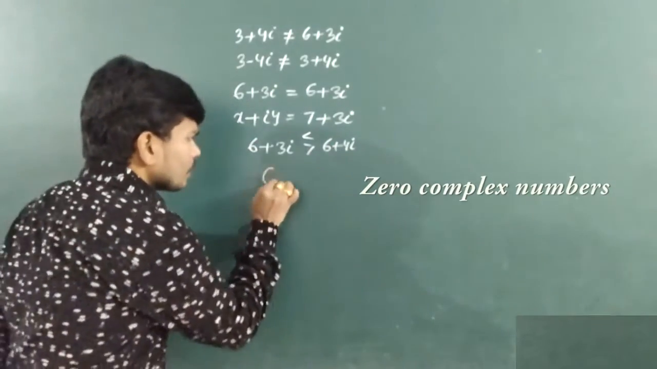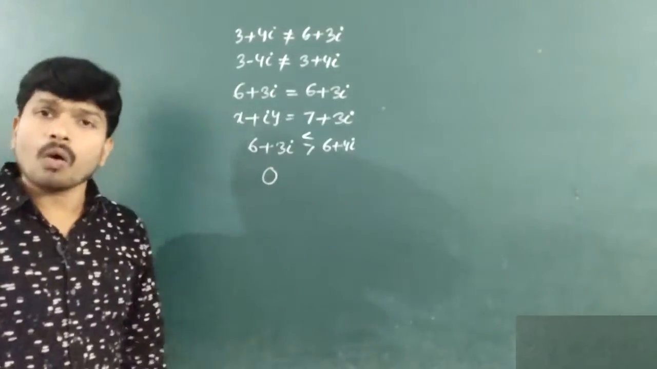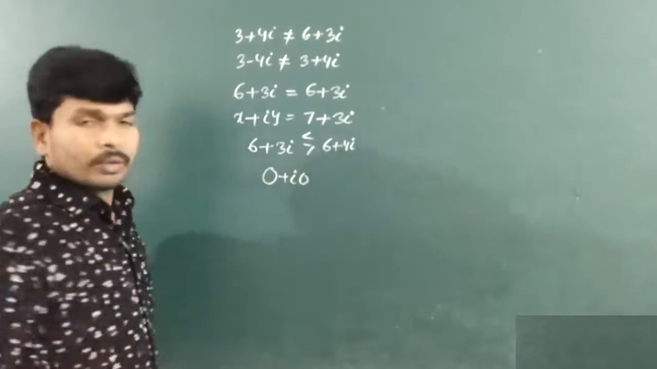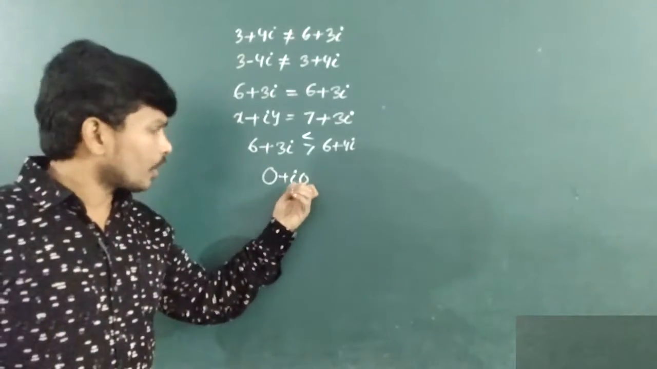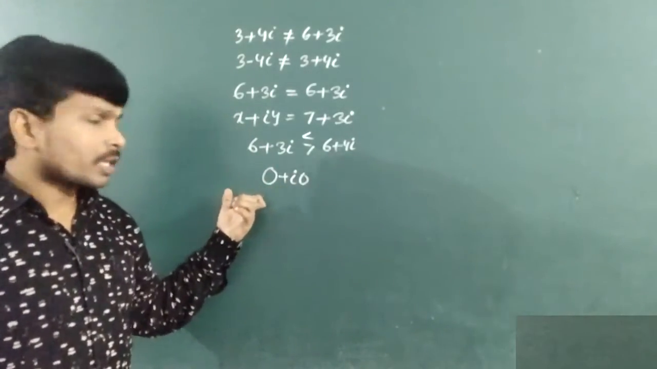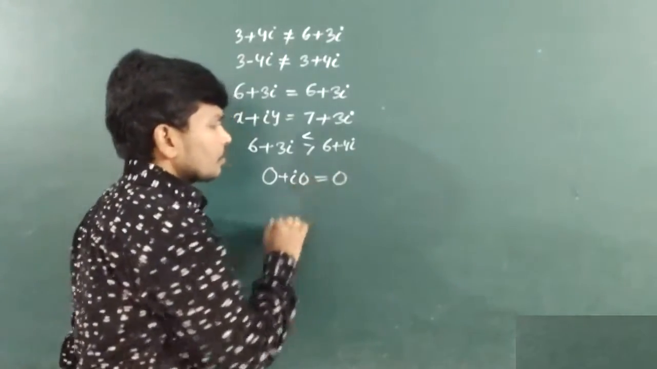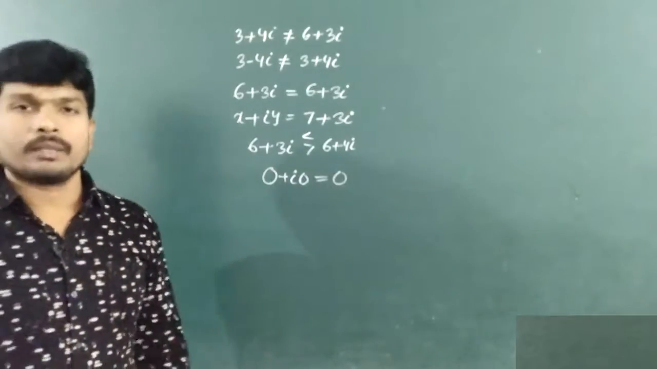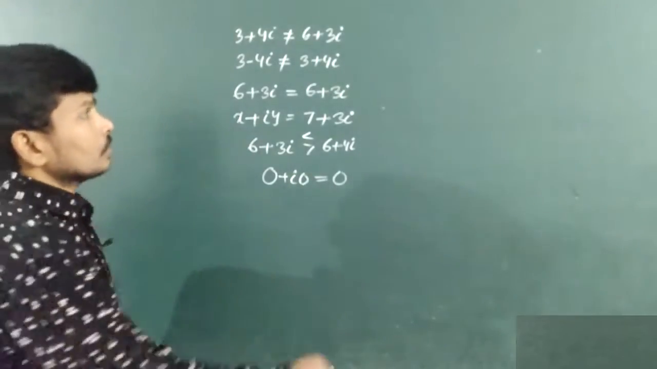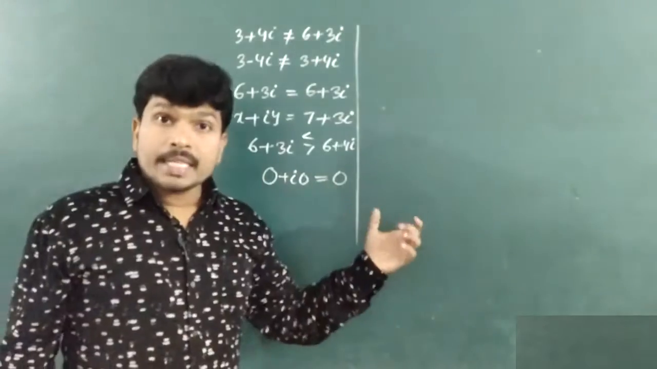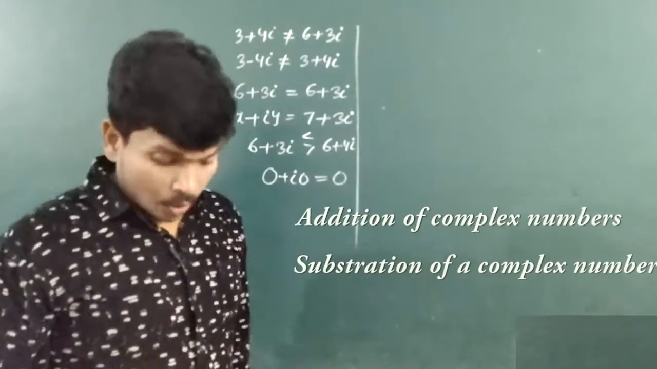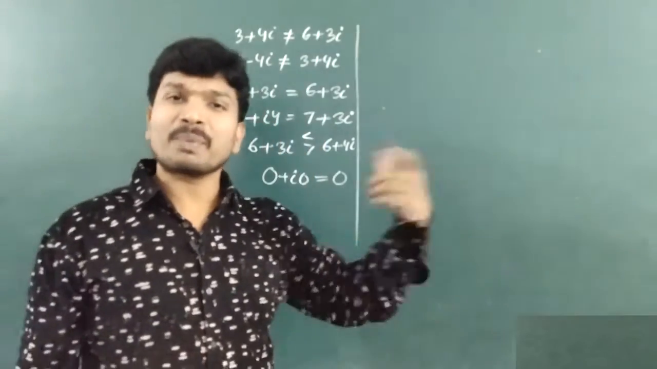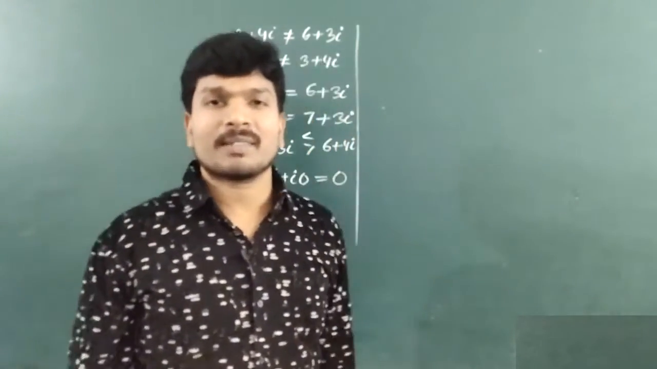Is zero a complex number? Yes, definitely it is a complex number because 0 plus i0. Imaginary part 0 and real part also 0. So that's why 0 can be expressed like this. So 0 plus i0 is the zero complex number. Okay, good. Now addition of complex numbers and subtraction of complex numbers. How to add the complex numbers, how to subtract the complex numbers, now we will discuss.